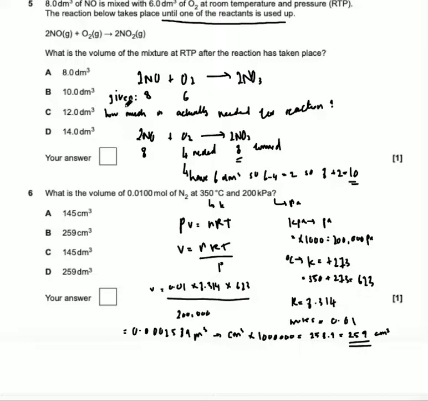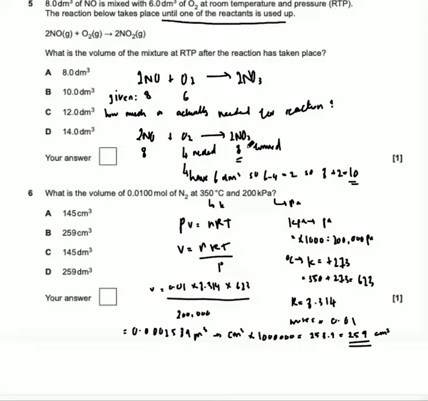So let's see what we've been given. We've been given 8 for the NO and 6 for the O2. That's what they've given us in the question. But how much is actually needed for the reaction? For this bit, we use the molar ratios. If we take NO, they've said that we have 8, but we have a molar ratio of 2. That means if we take it over to the O2, we only need half, because it's 1 over here and that's 2 over here. So we actually need 4.